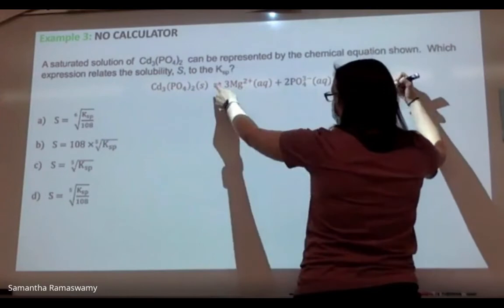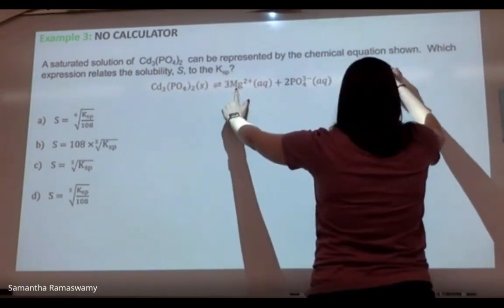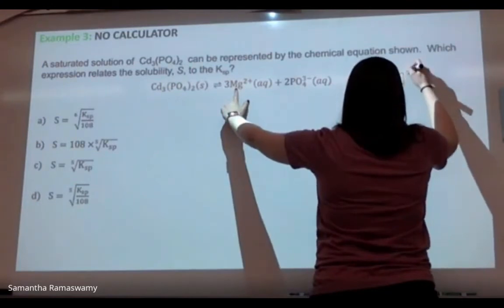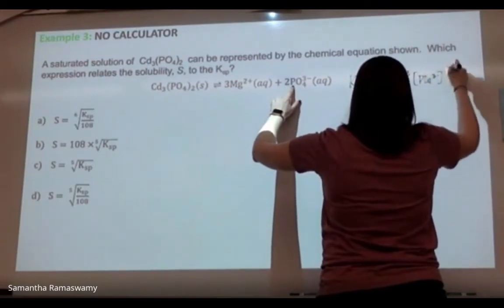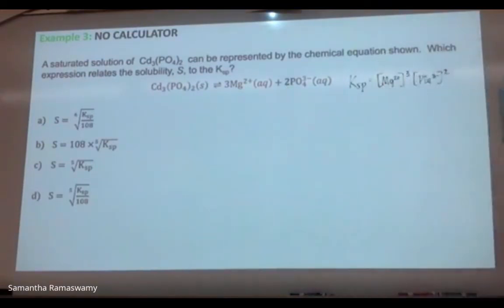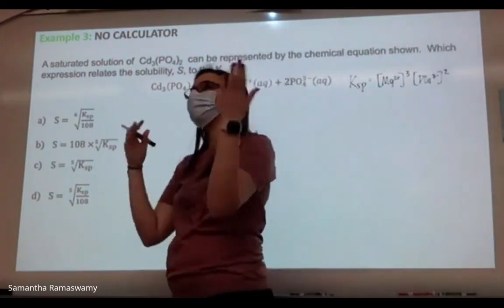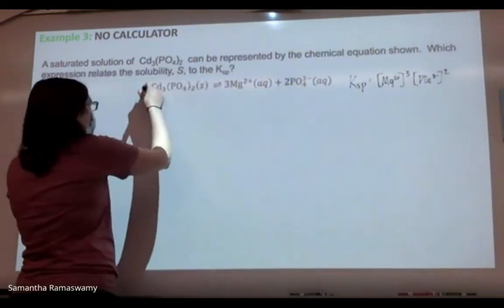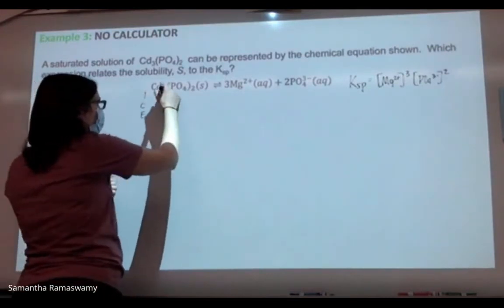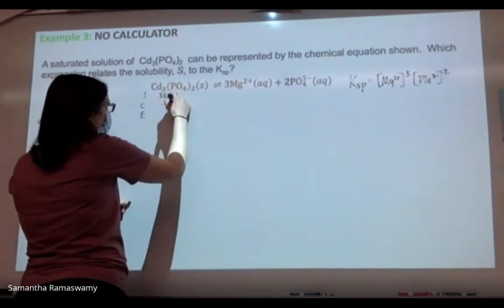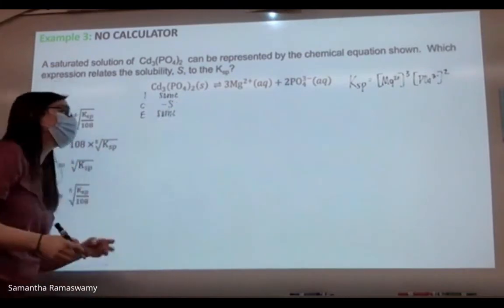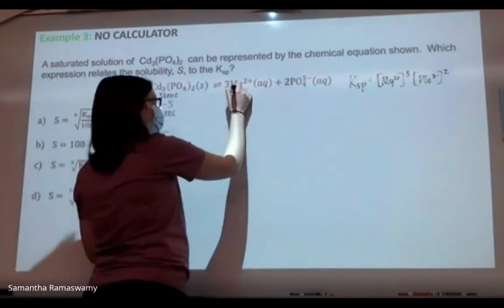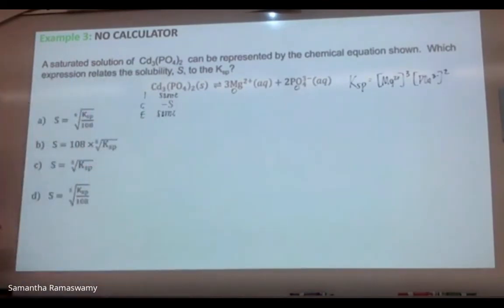Products over reactants. This is a solid, so I'm going to ignore it. So I'm going to have the concentration of Mg2 plus cubed times the concentration of phosphate squared. Now we're relating solubility. Whether you use S or X doesn't matter, but just remember that if you use X, that is S. If we think about an ice table, remember the solid doesn't really matter, except that we are using up S amount. The solubility is what is dissolving. It doesn't say anything else about us having any other ions in the container.